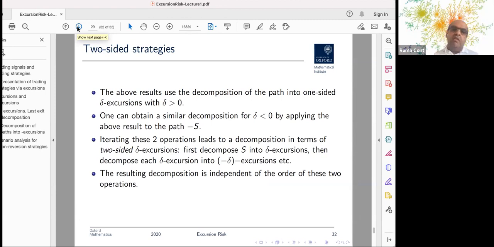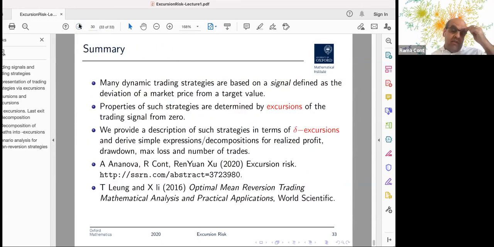Again, I'm not going to show it because there are too many indices involved, but it's straightforward really. If you want to code it, for example, you just call one function and then you call the other function inside. So there's no problem really. The only thing left is to show that the resulting decomposition is independent of the order. Whether you first decompose into delta excursions, then into minus delta excursions, or the other way around, you will get the same thing. It's not very difficult to show. Okay, so that's just in case you were wondering about that.